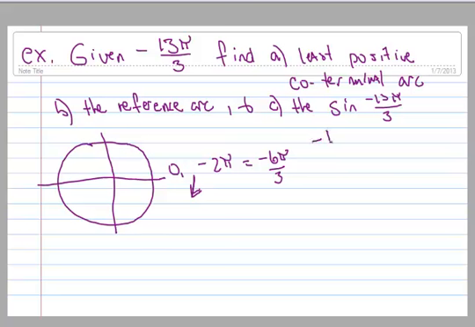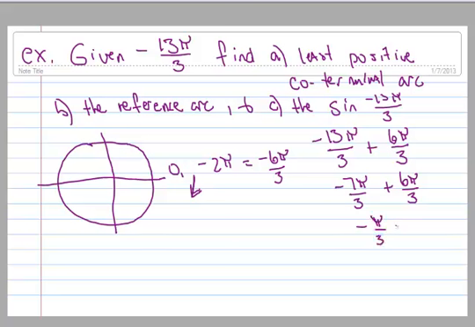Start with your negative 13 pi over 3, and because it's negative you want to add 2 pi. And your 2 pi is 6 pi over 3. When you add those up, you get negative 7 pi over 3. So we need to do it again because it's still negative. So we add another 6 pi over 3, and that brings us up to negative pi over 3.